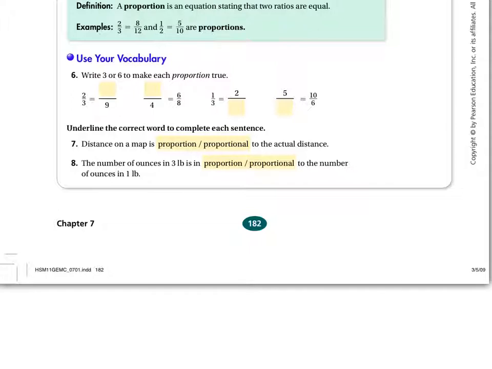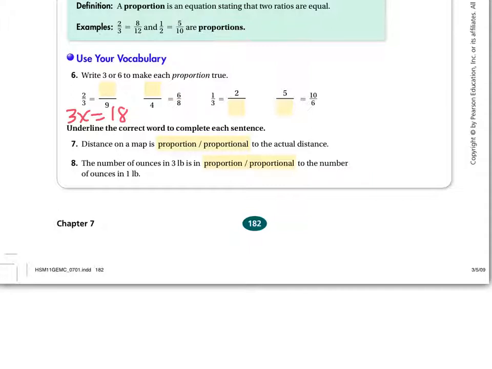We're going to write either 3 or 6 to make the proportion true, but I really don't care that we're writing 3 or 6. I want you to figure out how you can figure it out without making it too difficult. First of all, cross products are always equal in proportions. So on this one, if I don't know what that box is, I'm going to let it be x. So I've got 3 times x, that would be 3x, equals 2 times 9 is 18. 3 times what number is going to give you 18?